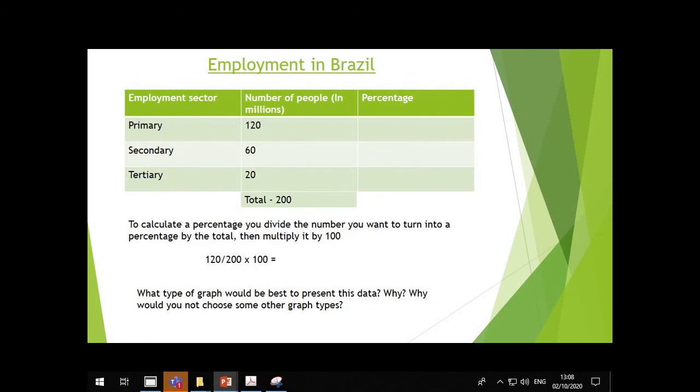So, employment in Brazil. We have the primary, secondary and tertiary, and we have the number of people in millions. 120, 60, 20, with the total being 200.